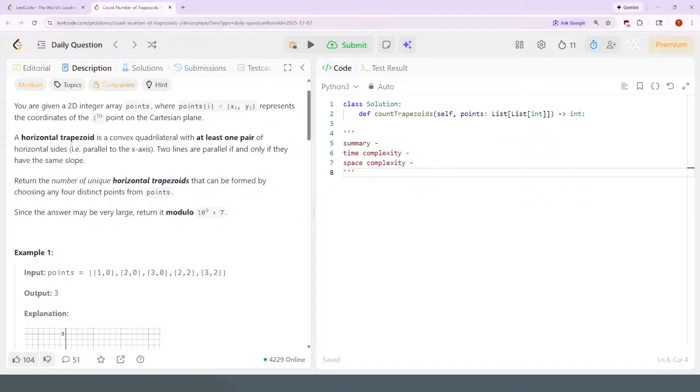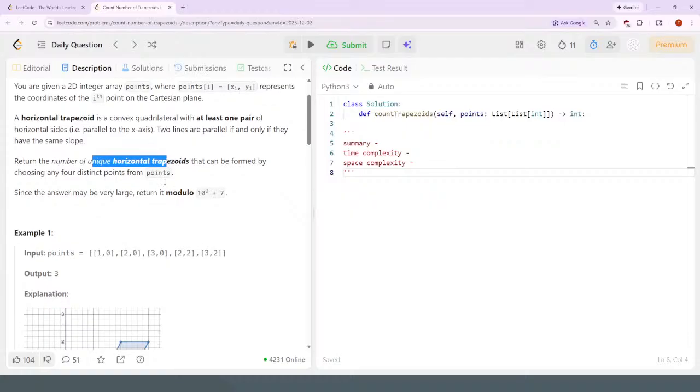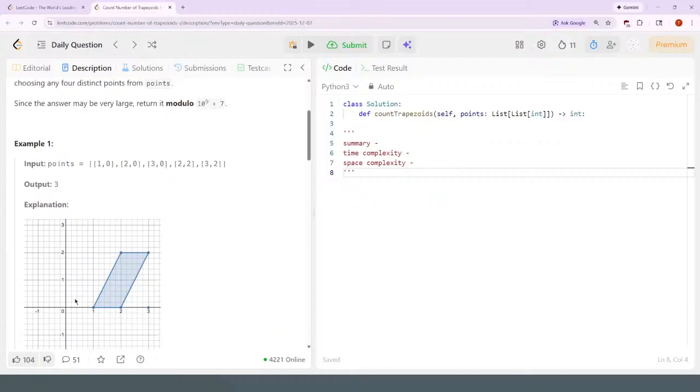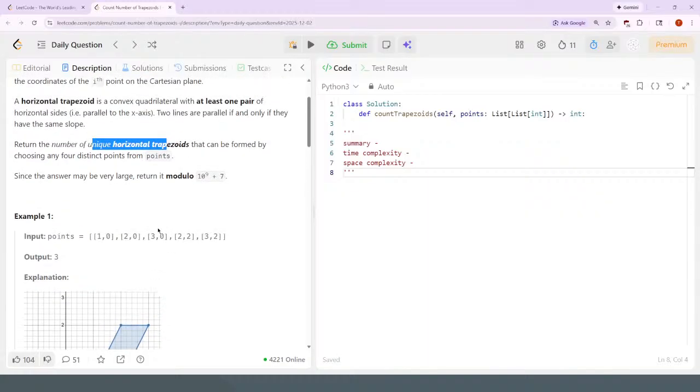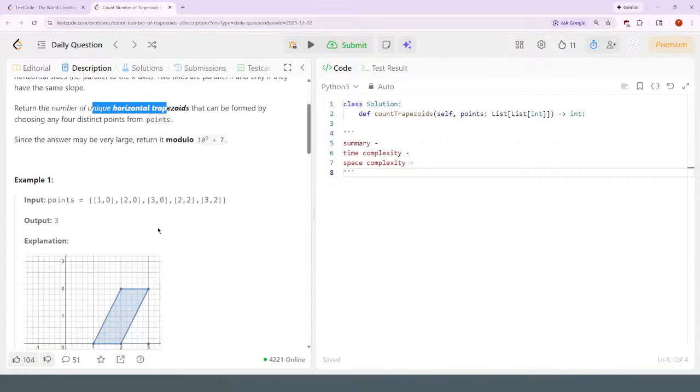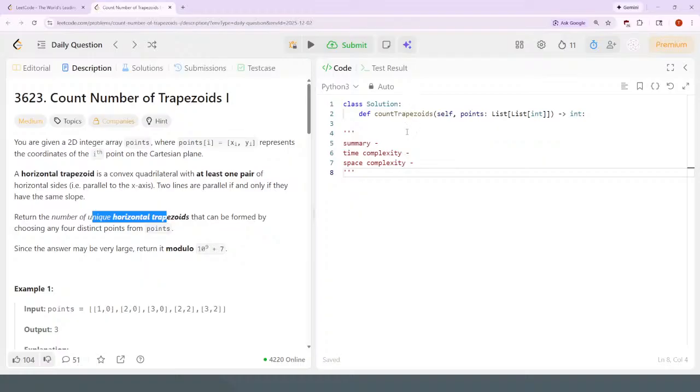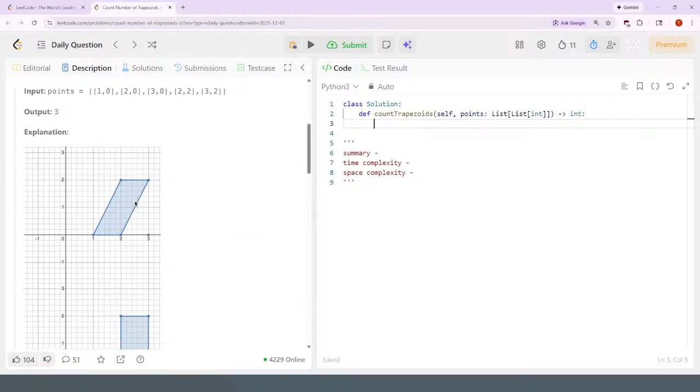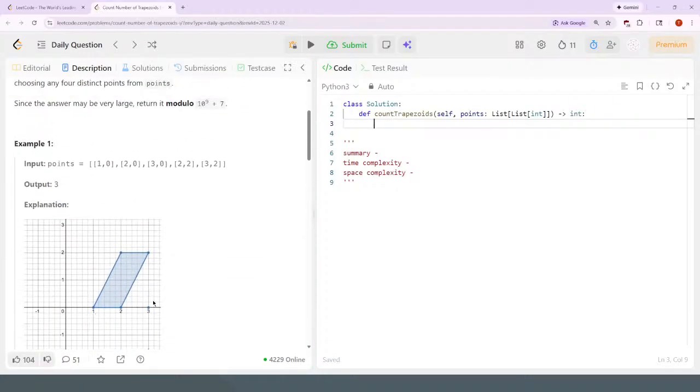Okay, so it needs to be a horizontal trapezoid. So it needs to have a slope of 0 for the top and bottom sides. Okay, this should be fairly straightforward. I think it's going to be, I guess I could count the number of horizontal sides that can be formed.